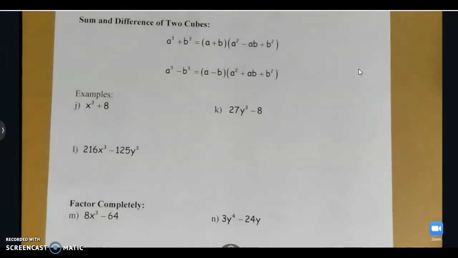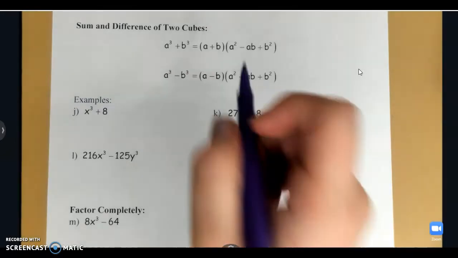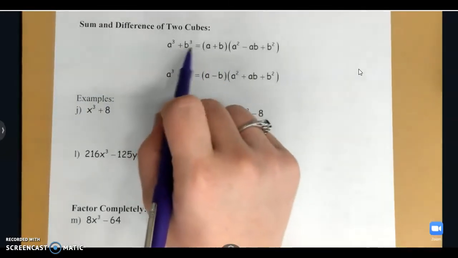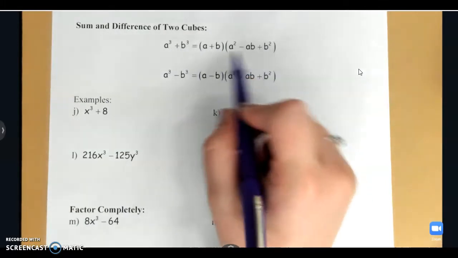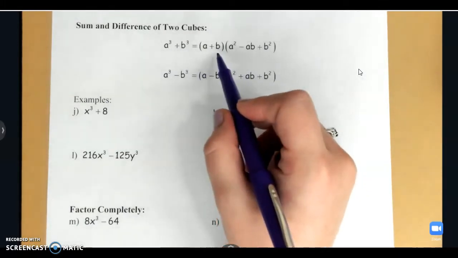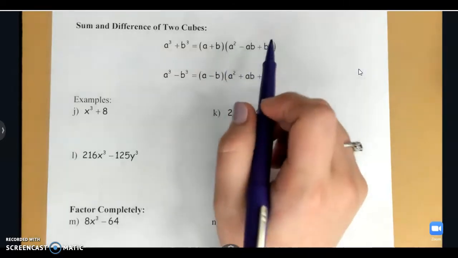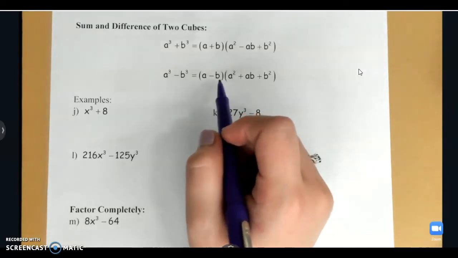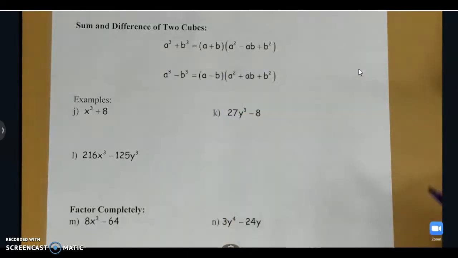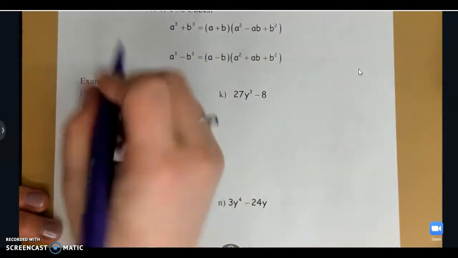I can also have instances where I have the sum or difference of two perfect cubes. So when I have the sum of two cubes, we're going to have an a cubed and a b cubed. When I factor that, that's going to be a plus b times a squared minus ab plus b squared. And if I have the difference of two cubes, that's going to be a minus b times a squared plus ab plus b squared.